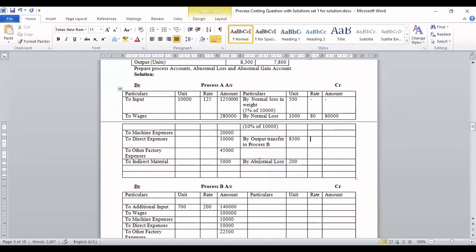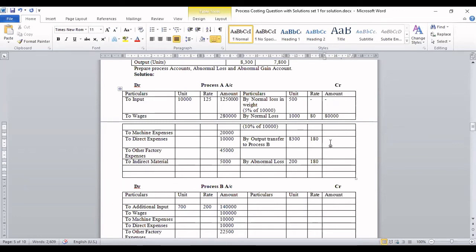Now, remember, I always tell you that three things you have to value at the same price: output, abnormal loss and abnormal gain. These three things will always be valued at cost per unit. So what cost per unit did we get? 180. So for abnormal loss and for output also we value at 180.